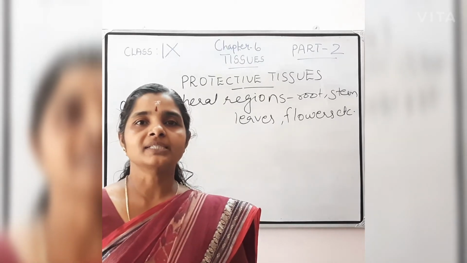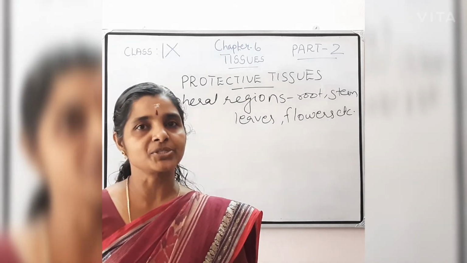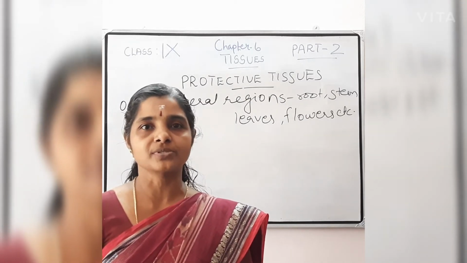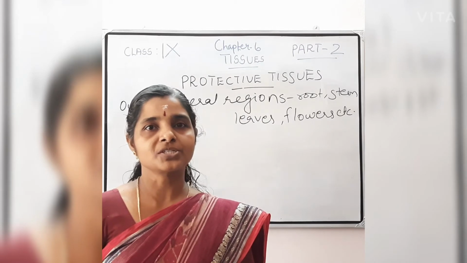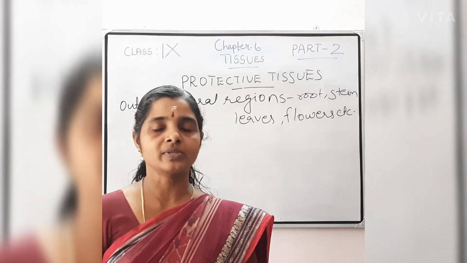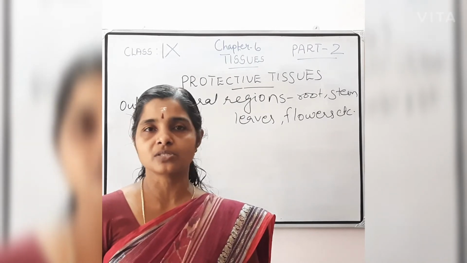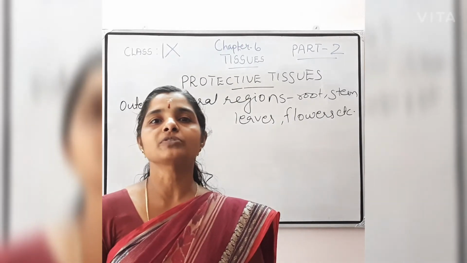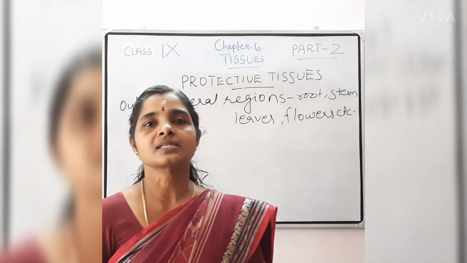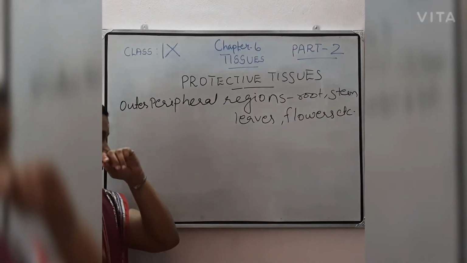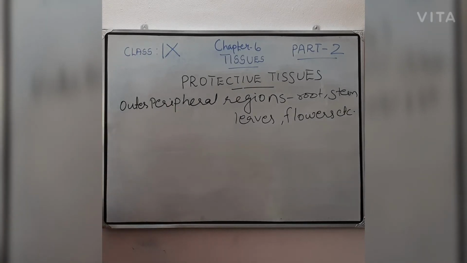Now we had completed meristematic tissues and complex permanent tissues, isn't it? So complex permanent tissues are xylem and phloem. So we studied their structure and their functions also. Now another group of tissue present in plants, that is called protective tissues. So protective tissues are present where?